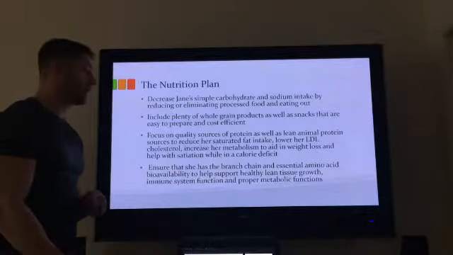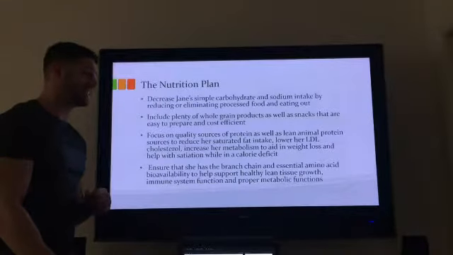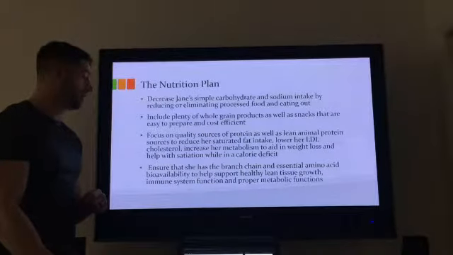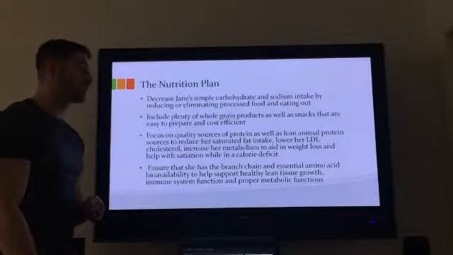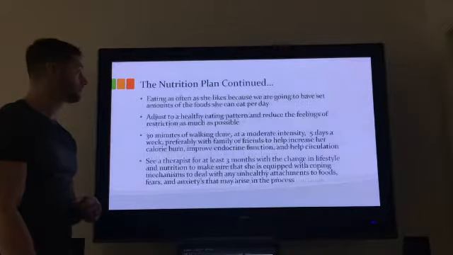We want to ensure that she has the branched chain and essential amino acid bioavailability in her diet to help support lean tissue growth, immune system function, and proper metabolic functions.